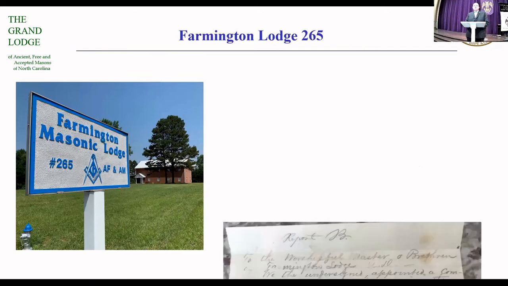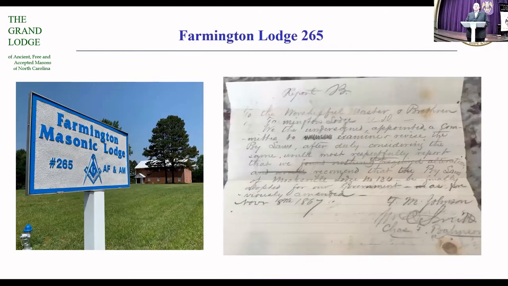Now, as I told you, I've had the opportunity to go to Farmington, go through some of their records. I made this presentation at Farmington Lodge to some of their brothers about a year and a half ago. And that's been something I've been researching for quite some time. And while we were there, we were looking for minutes and we couldn't find them. And I went back and we actually found their original minute books.